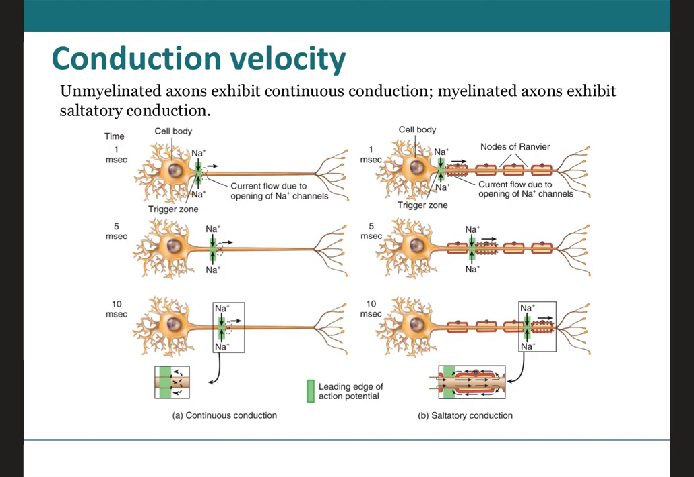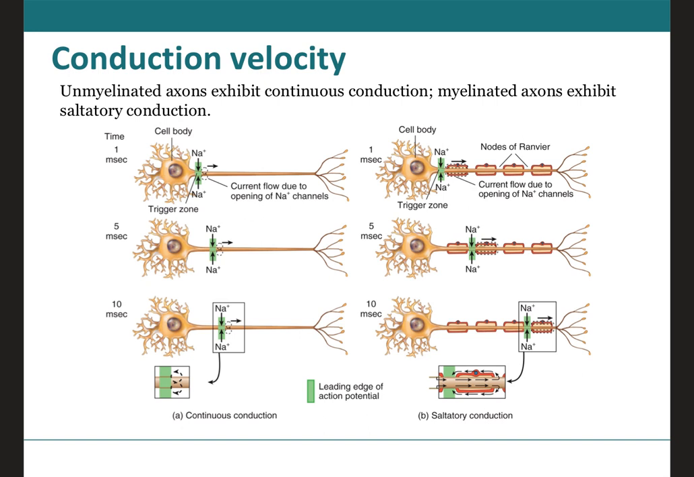There are two factors that influence the velocity of the conduction. The first one is the diameter of the axon, and the second one is the presence or the absence of myelin. The larger the diameter of the axon, the faster the action potential is conducted. This is because an axon with a larger diameter offers less resistance to the local current flow, which allows adjacent regions of membrane to be brought to threshold more quickly. So, the thicker it is, the faster it will travel.